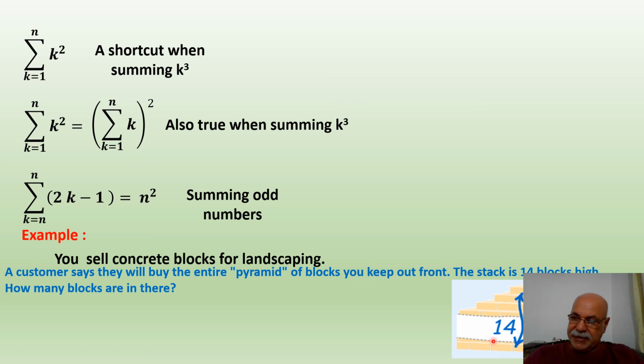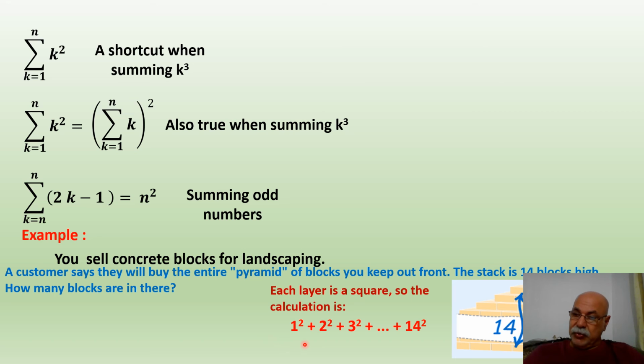This basic square, and this basic square, and this basic square, and this square. The height of this pyramid is 14. How many blocks are there? We see each layer is a square. So the calculation is 1 square, 2 square, 3 square, and so on. This sequence goes up to 14 square.